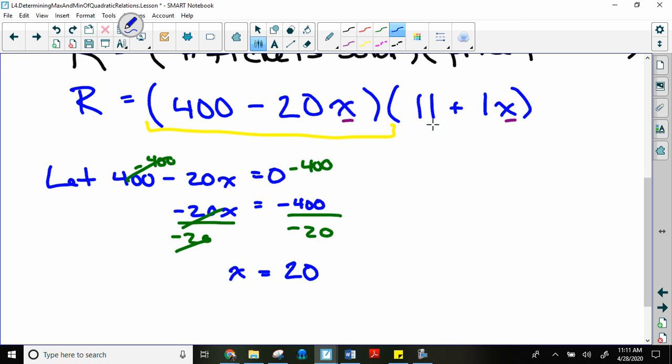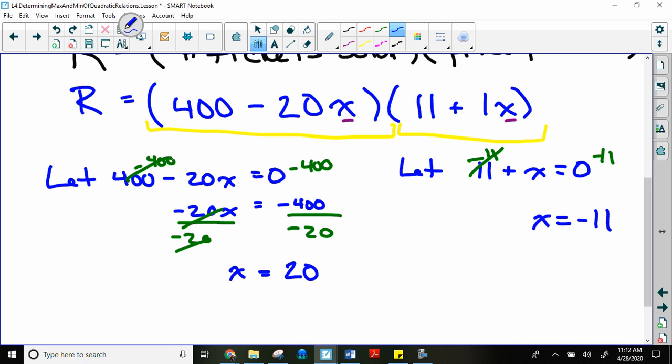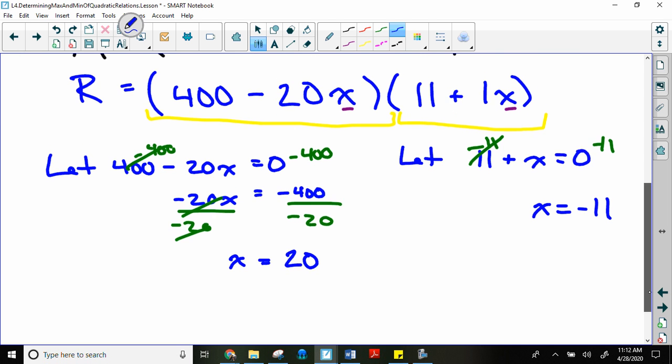Let's find our 0 here. We're going to do the same idea. Let this bracket now go to 0 because we need to find out what this value is. This one's easier than the other one, but we're still going to do it because it's good practice. Let 11 plus x go to 0. We're going to subtract 11 from both sides. We get x equals negative 11. So our two zeros are at 20 and negative 11.